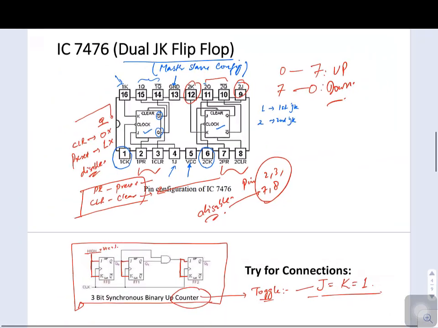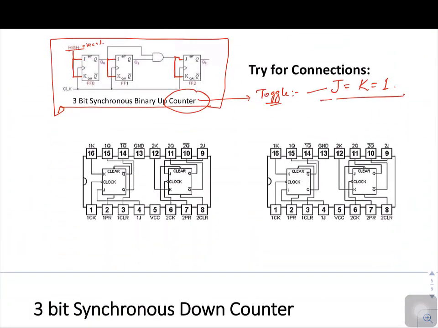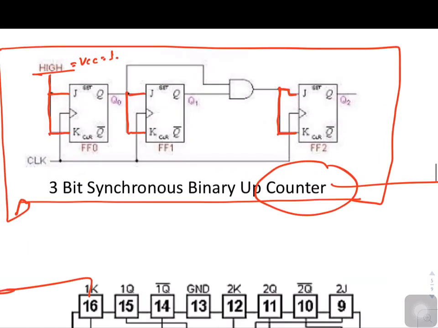Now if we want to design this on the IC, you can see there are 3 JK flip-flops required. This is the first JK flip-flop I will be using, suppose this is the second one, this is the third one. So I need 2 ICs basically. You can try making connections as we have been doing in the past practicals. Suppose J and K are to be short circuited. This is the J, this is the K. We can short circuit these two and connect them to VCC. We have to follow the diagram only.